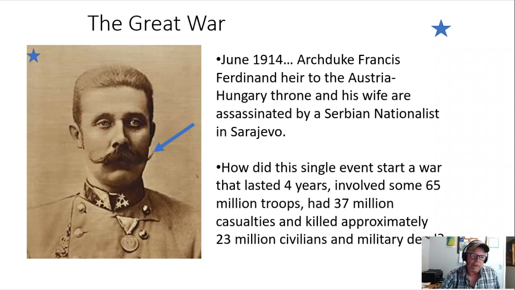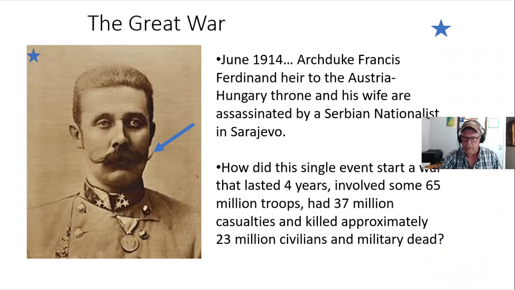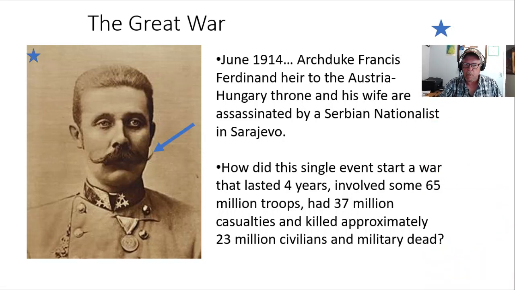So how does the assassination of this guy lead to a war that lasts 4 years, 65 million troops, 37 million casualties? I mean, just catastrophic to a generation of Europe. Well, it goes back to that acronym. And again, I said the A, alliances, was probably the biggest piece of that whole thing. And so this lights the fuse, but the stage had been set so that a singular event like this, in a different set of circumstances, wouldn't have mattered. But it brings us into World War I.